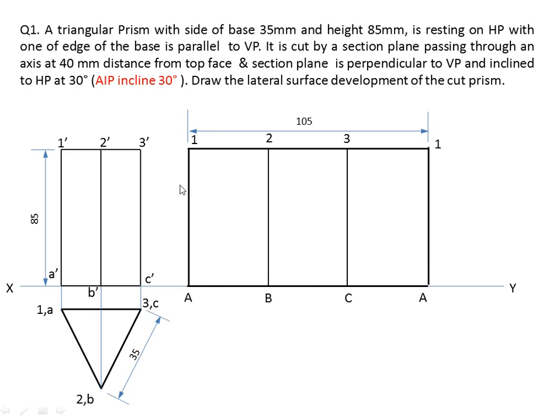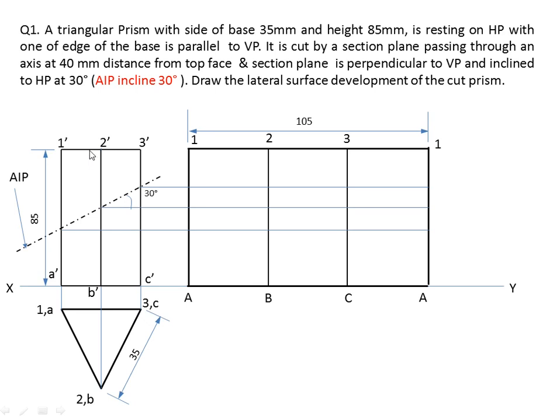Now we have to take the cut section. It is cut by a section plane passing through the axis 40 mm distance from the top face. So here we have to take 40 mm distance from the top face, and this angle is 30 degree. So this is the auxiliary inclined plane we have marked here, and it is 40 mm from the top face. Next, draw a horizontal line from each cutting point. Now here 1 dash A, here it is a cutting section.